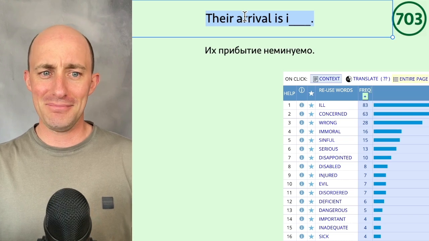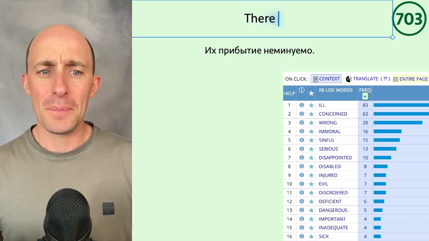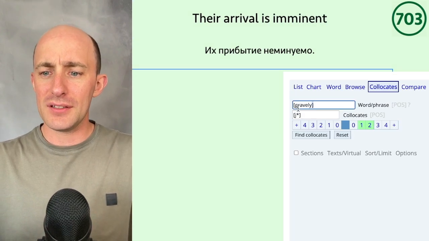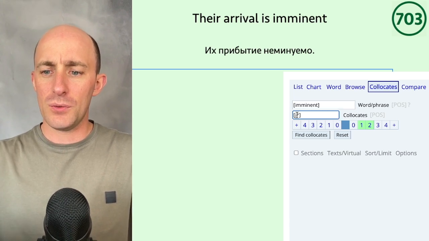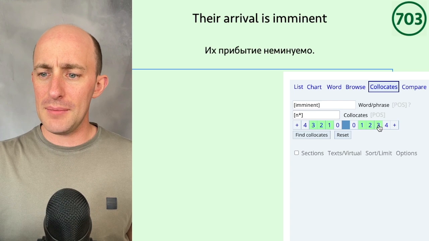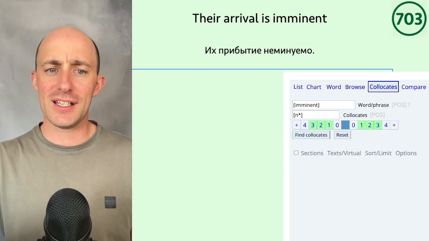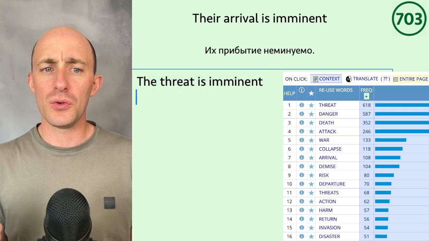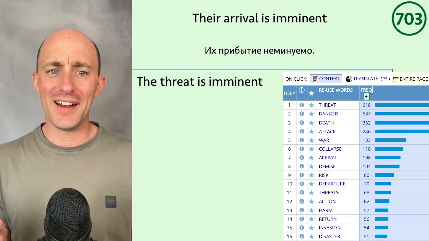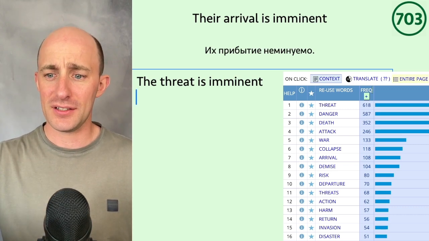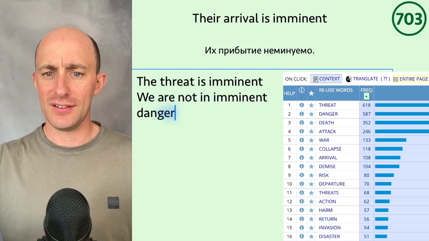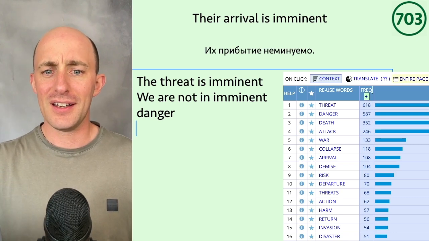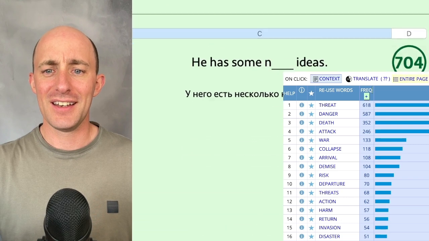Not a word that I use in Russian. Their arrival is imminent. So, imminent. What else can be? Imminent. Imminent is an adjective. We need to see what nouns are often used around imminent. I guess we're going to see lots of words for events. The threat is imminent. So, I guess it's the Russian word for that. It could happen at any moment. It's imminent. We are not in imminent danger. So, we're not in danger right now, at this moment. Imminent. So, imminent.